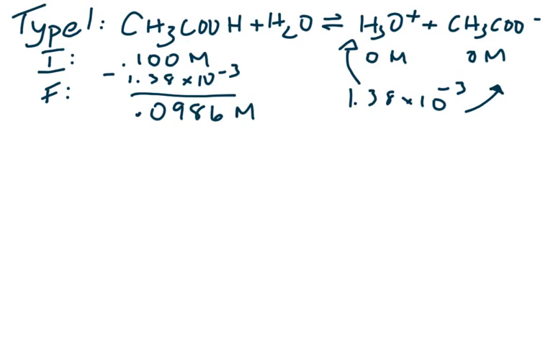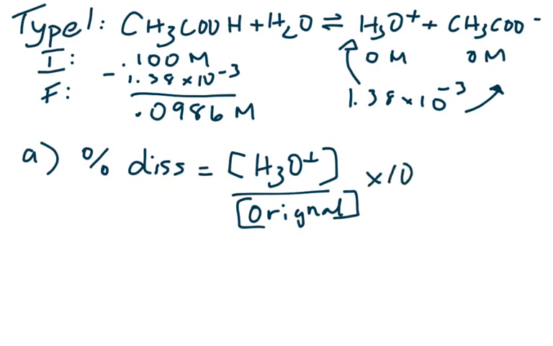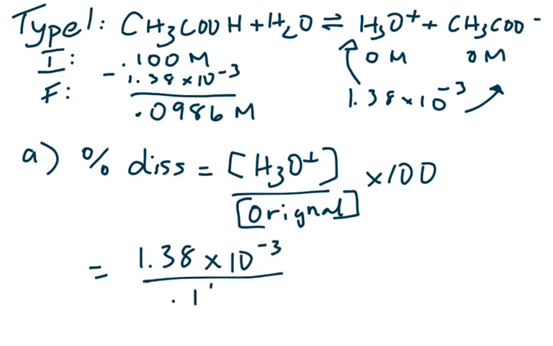So we have to find percent dis. So part A, percent dis. So percent dis is your H3O plus, or it could be your OH minus, depending on the question, divided by the original concentration. So it is your H3O plus, or the amount dissociated, divided by original concentration. And then we times it by 100. So in this case, we're going to have 1.38 times 10 to the negative 3 divided by 0.100. And that gives us 1.38%.